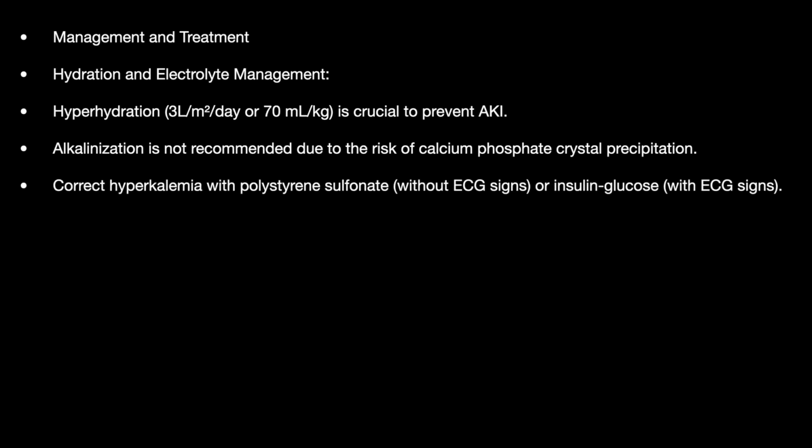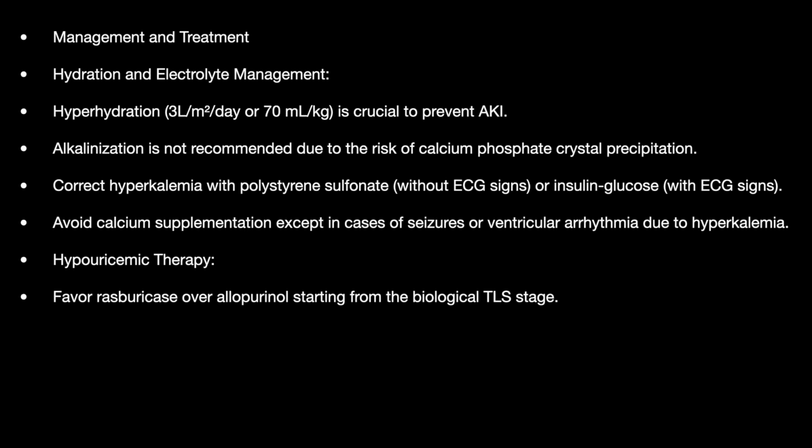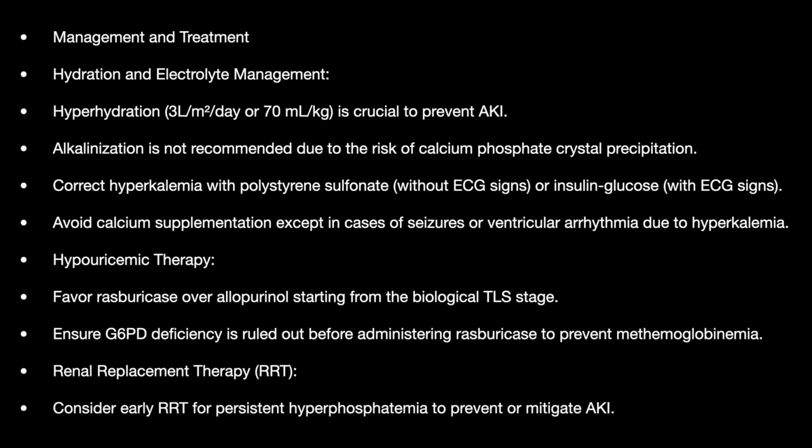Correct the hyperkalemia with polystyrene sulfonates if there are no ECG changes, and if you do find ECG changes, you can give an insulin glucose infusion. Avoid calcium supplementation except in case of seizures or ventricular arrhythmia due to the hyperkalemia. Hypouricemic therapy favors rasburicase over allopurinol in the biological TLS stage. Ensure that G6PD deficiency is ruled out before you administer rasburicase to prevent methemoglobinemia. Renal replacement therapy can be considered early for persisting hyperphosphatemia to prevent and mitigate the AKI.